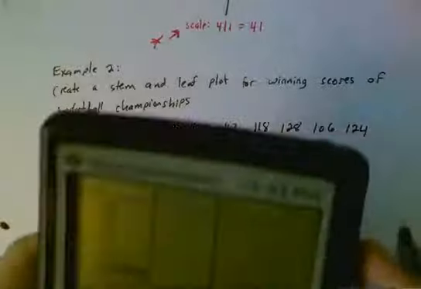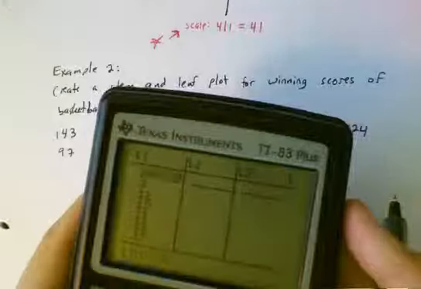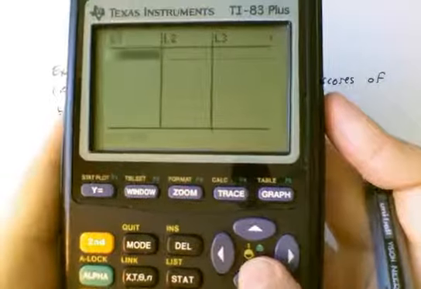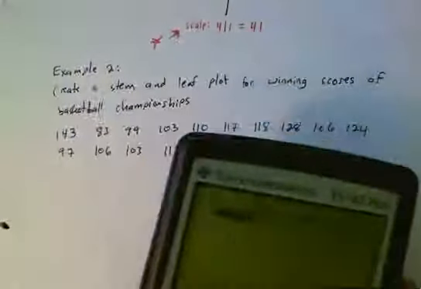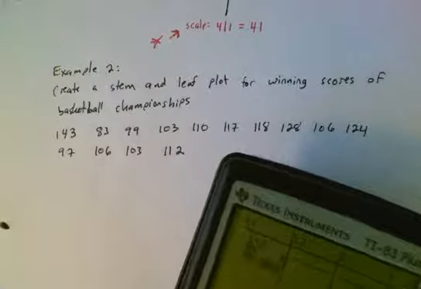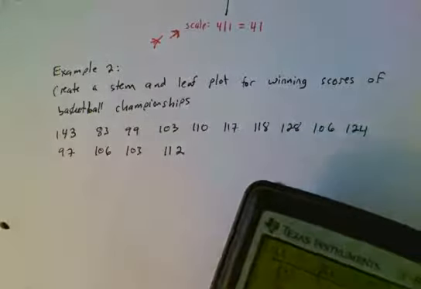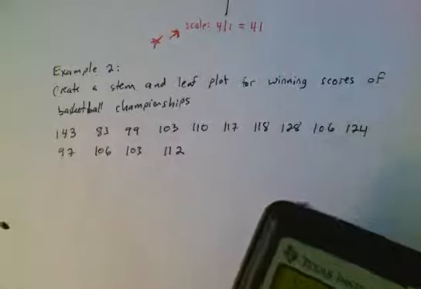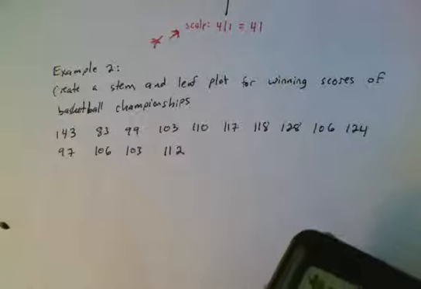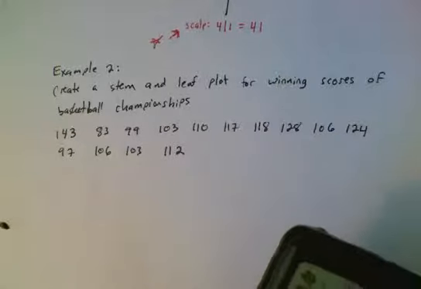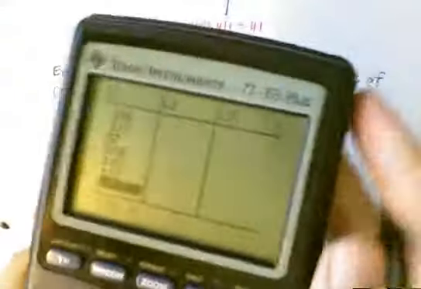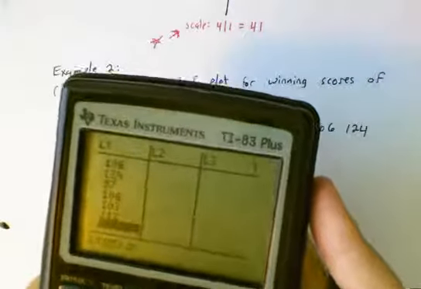We'll do that same thing again. We'll go to L1, go up, hit clear, go down, that clears it out, and then we'll enter in these numbers. 143, 83, 99, 103, 110, 117, 118, 128, 106, 124, 97, 106, 103, 112. Okay, there we go.